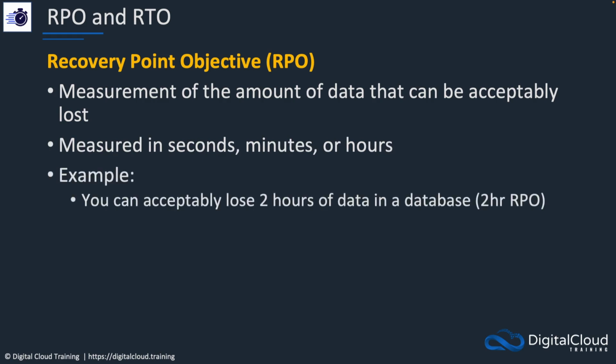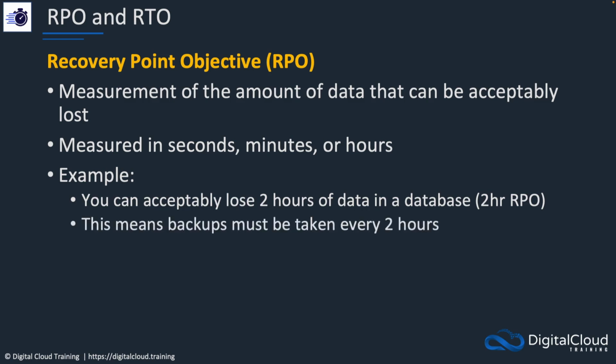An example would be that if your company determines that it's acceptable in a worst case scenario, if things fail, to lose 2 hours of data in a database, that would be a 2-hour RPO. That means that you would be taking backups every 2 hours. So for example, if your system were to fail 1 hour and 59 minutes after the last backup, that would be about the worst case scenario where you would lose the most data.